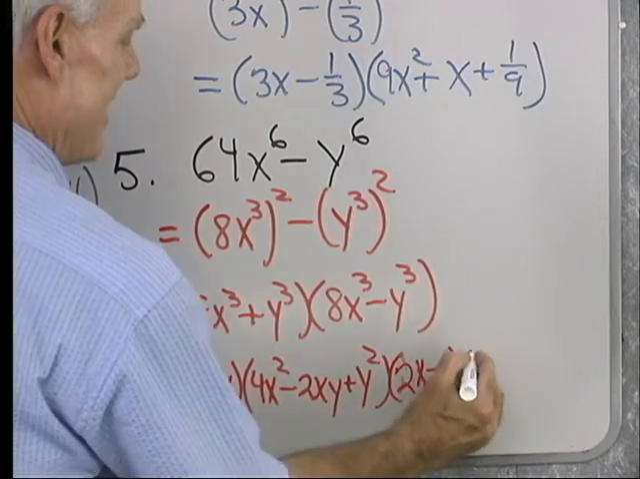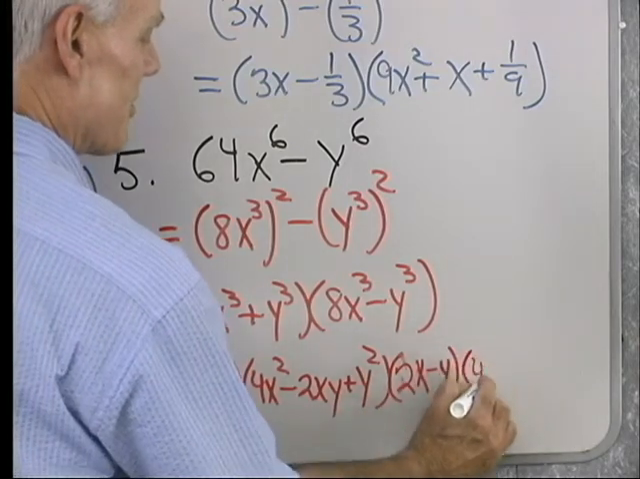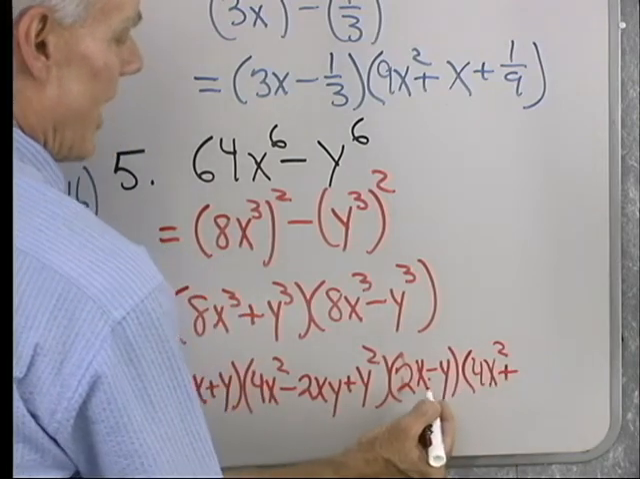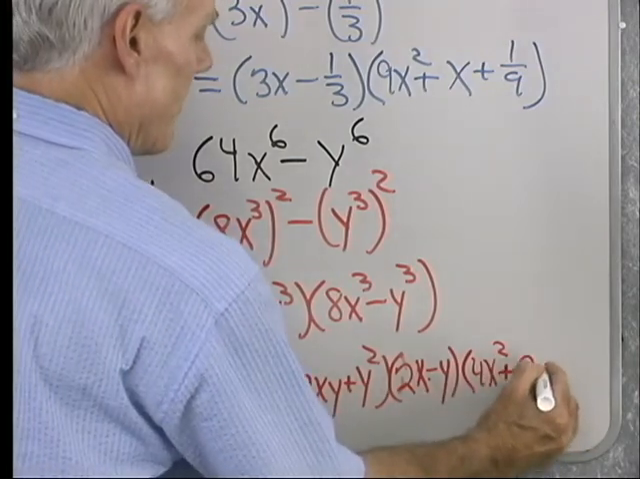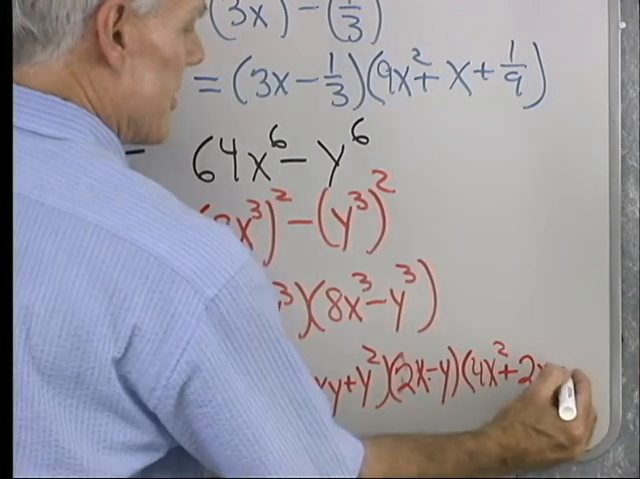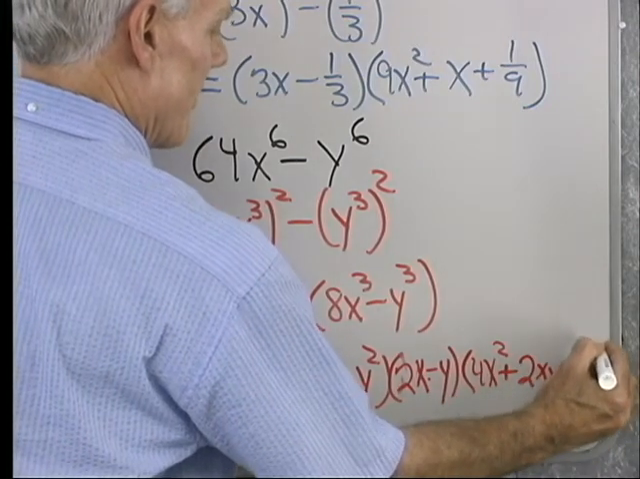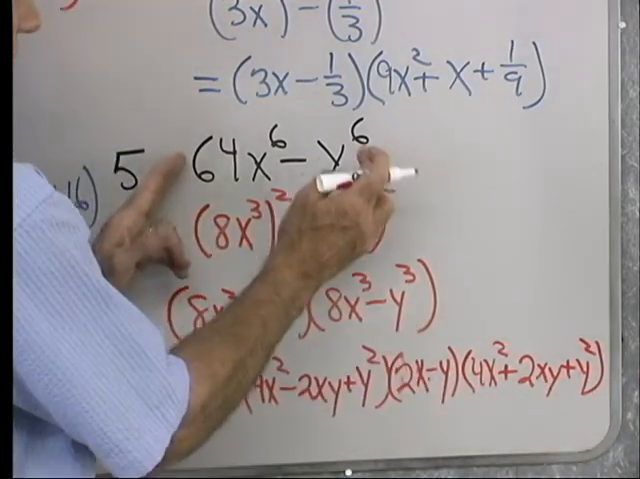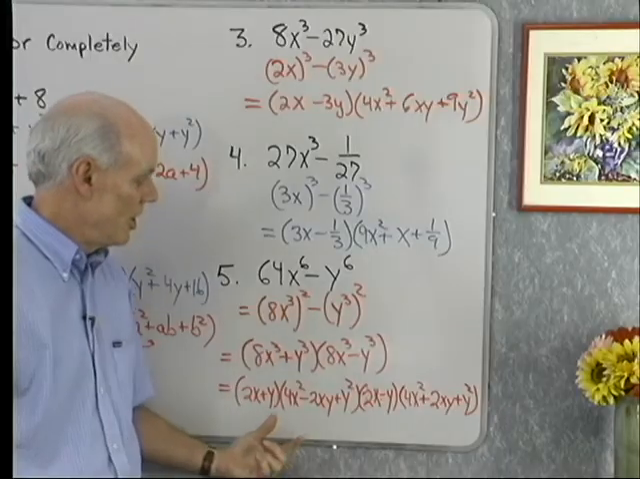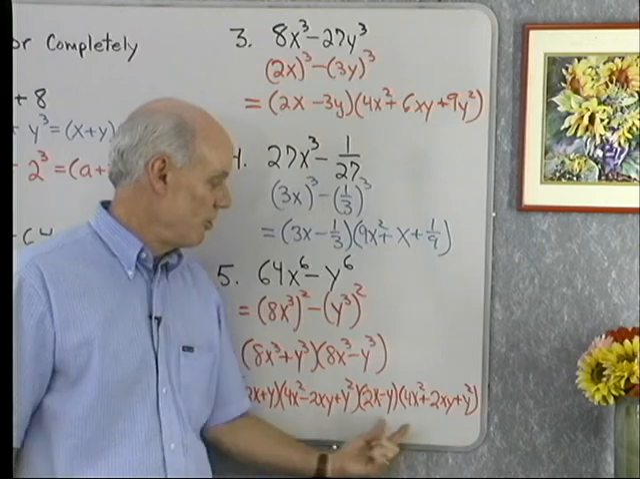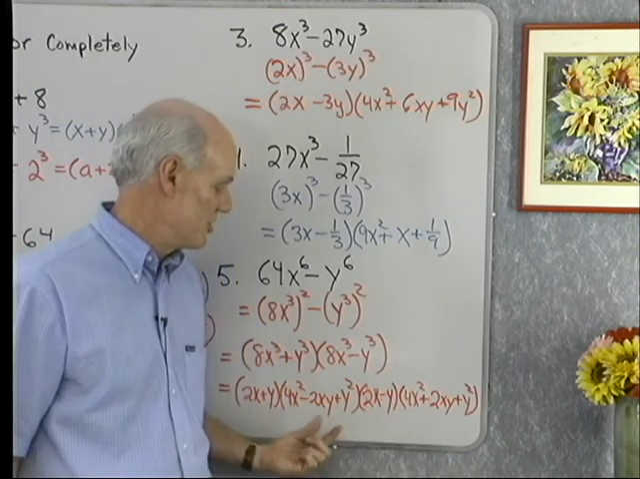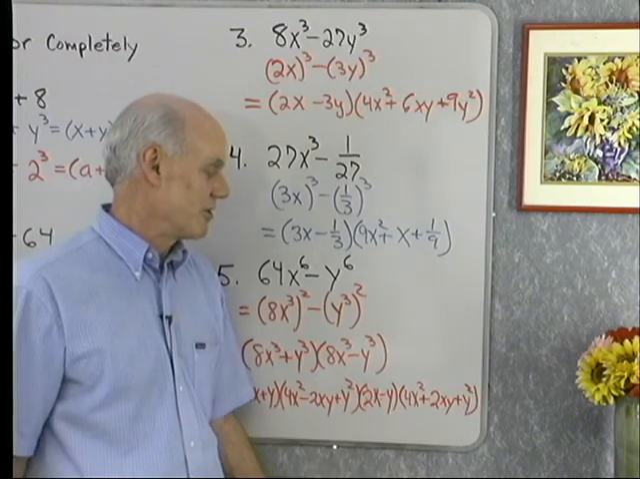2x minus y times the square of this, 4x squared. Change the sign, plus. y times 2x is 2xy. And then square the last term, y squared. Kind of messy there, but you'll see. Here is the complete factorization of this original thing right here. You can try to factor this trinomial and this trinomial, but you'll see there's no two binomials to multiply to get these two things. So this is factored completely.